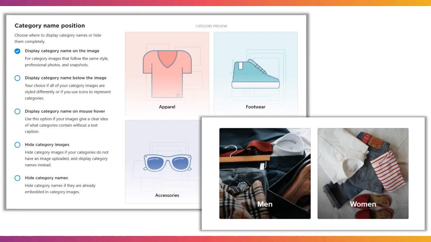In some of my earlier slides, I had the category names displaying below the block. By using the menu on the left-hand side, you can choose if you wanted to display the category name below the image. You could also choose if you wanted to display the category name when you hover over the image, so you would only see the text when your mouse goes over. You could also hide the category images, or you could hide the category names. If your actual images were visual enough that your customer knew what was in that category just by looking at the image, you wouldn't need a name.